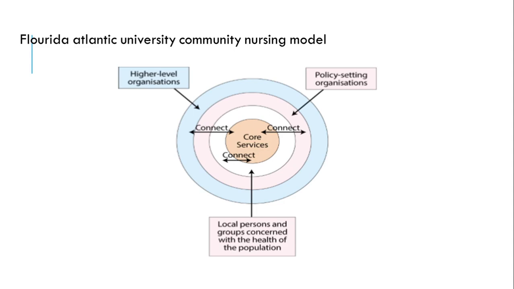And now we will see the next model. It is the Florida Atlantic University Community Nursing Model. This model is designed to focus on community health nursing for school-based practices. The central core of this model includes nursing services provided to enhance, promote and protect health as well as safety.